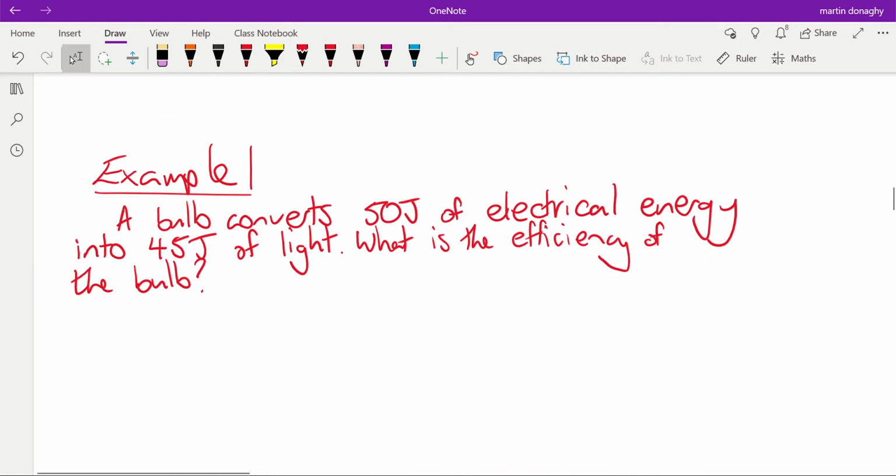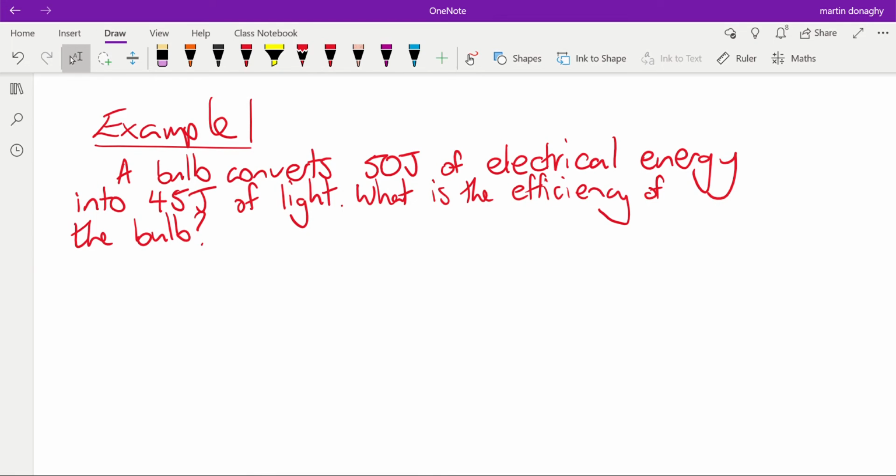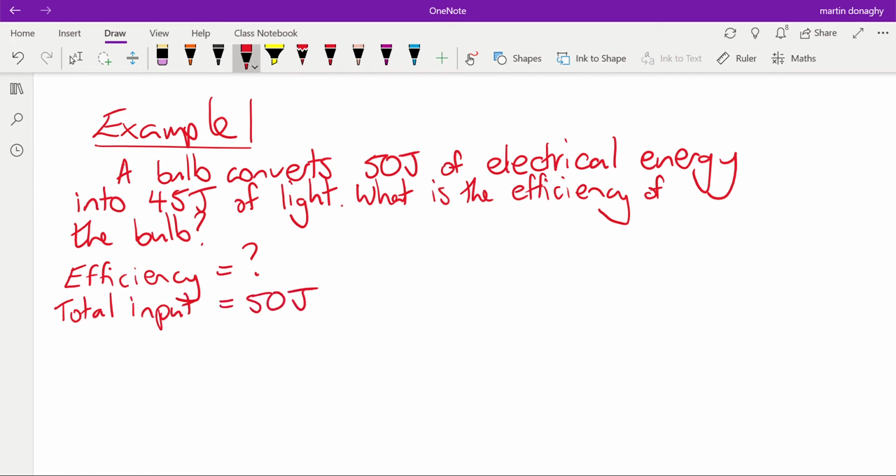It says here, a bulb converts 50 joules of electrical energy into 45 joules of light. What is the efficiency of the light bulb? So we are trying to find the efficiency. We're told that the 50 joules of electrical energy is put in, so that is our total input. And it converts it into 45 joules of light, which is our useful output energy.